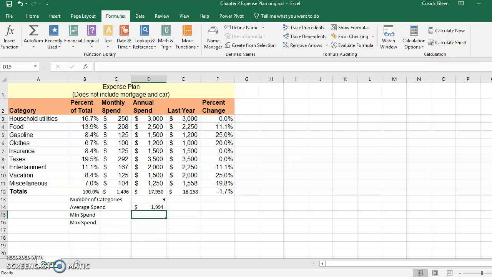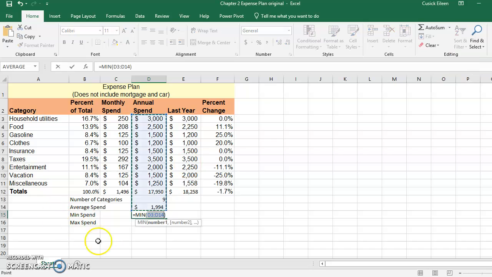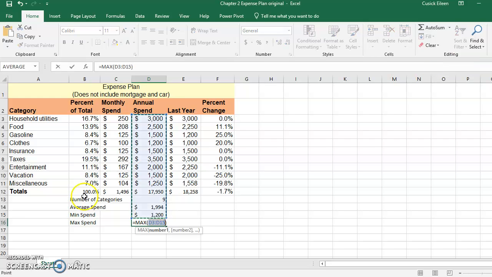So for min, I could be sitting on my home button, auto sum. I could click on min. And again, I selected min because my label says min. But I only want to select my D3 to D11, because 9 is just the number of categories. And what do I have here? My minimum number, my smallest number, is 1200. And I could do the same thing with my auto sum here, and I could select max.